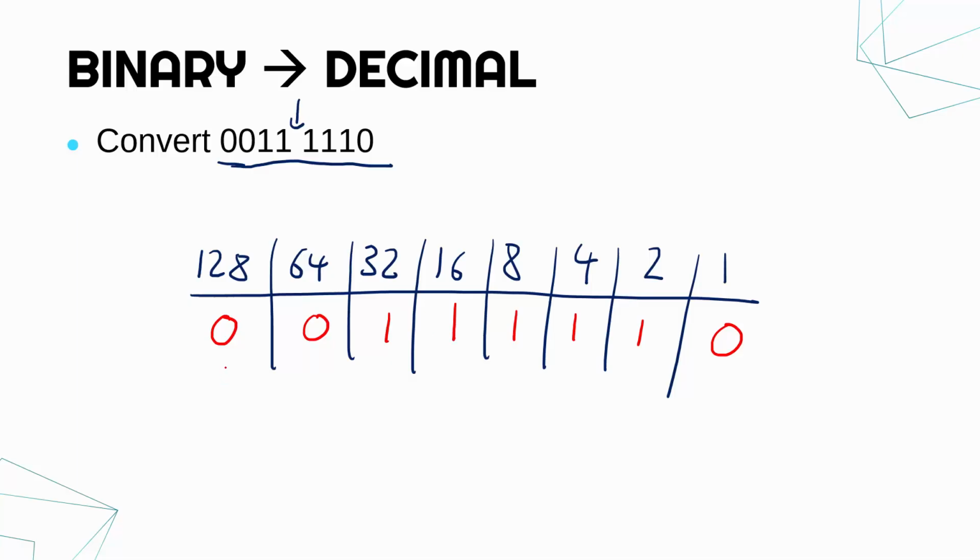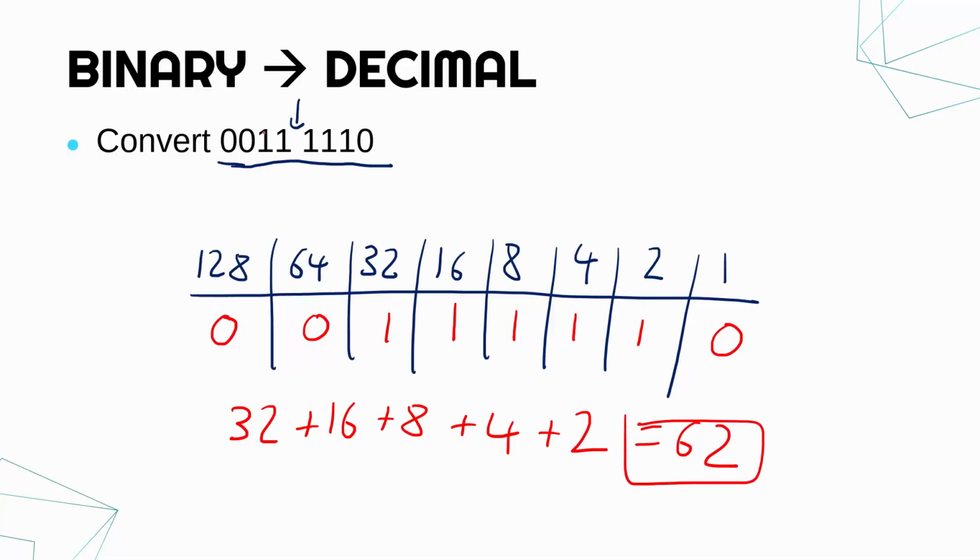Okay, so now, like before, I'm going to multiply my row by my column, but actually, to be more simple, I can just add up my column headings when I've got a 1 underneath. So I've got a 1 underneath 32, I've got a 1 underneath 16, 1 underneath 8, 1 underneath 4, and 1 underneath 2. So if you do some mental maths here, 32 plus 16 is what, 48, plus 8 is 56, plus 4 is 60, plus 2 is 62. So the answer is 62. 111110 in binary is the same as 62 in decimal.